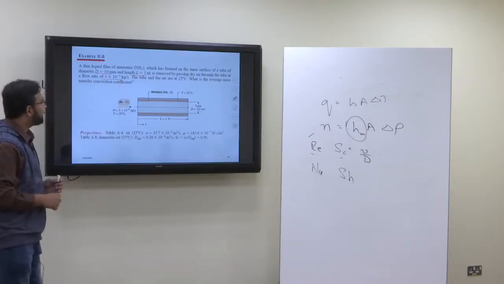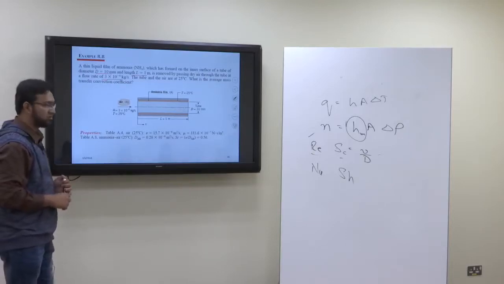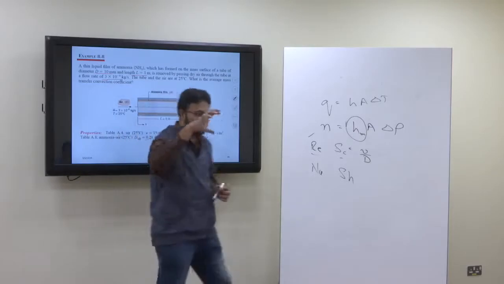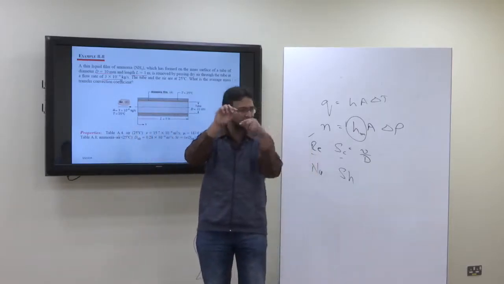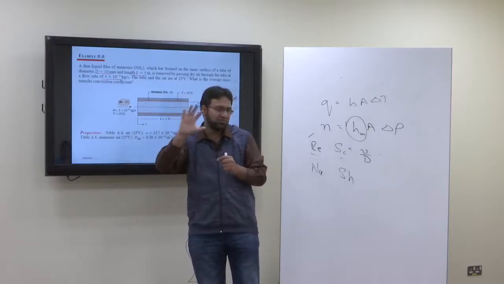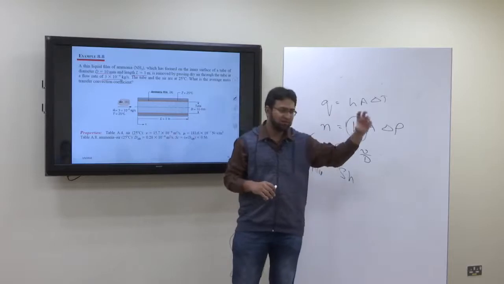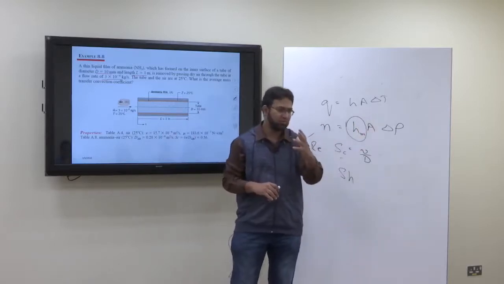The tube and the air are at 25 degrees centigrade. What is the average mass transfer coefficient? The thing is that you have a tube. Inside the tube, you have some ammonia film. You know, ammonia is a liquid. Sometimes liquid sticks to the surface of the tube. You want to remove ammonia. So how do you do that? You take dry air and you pass the dry air through it.